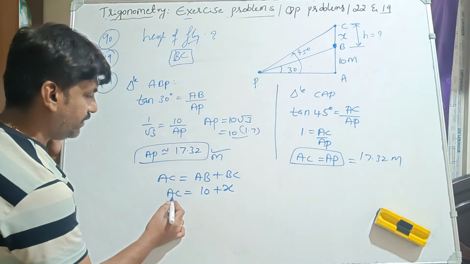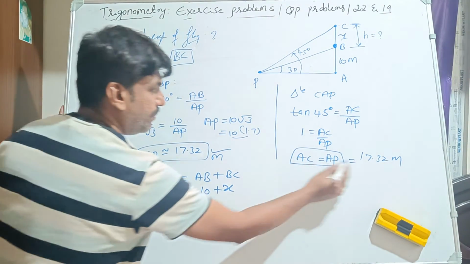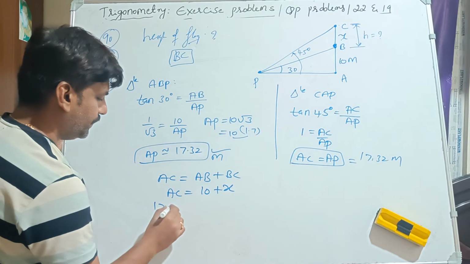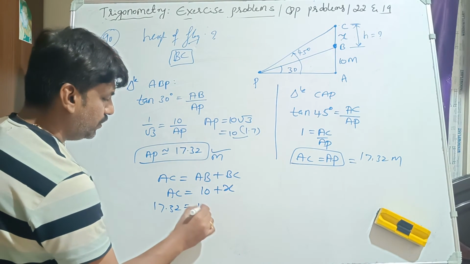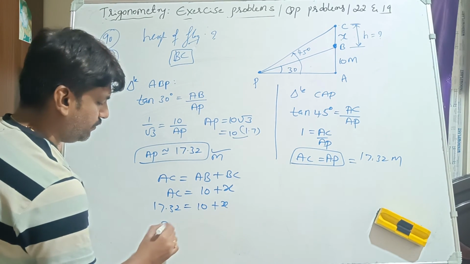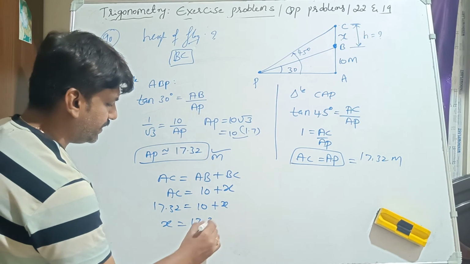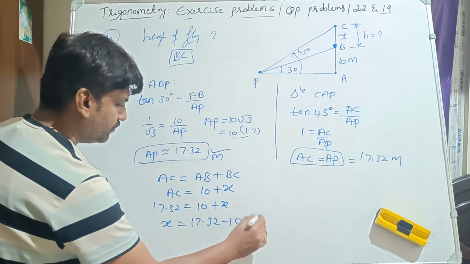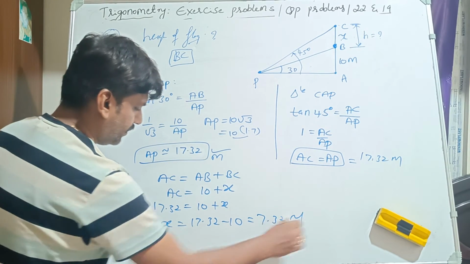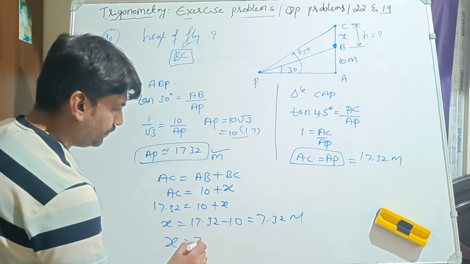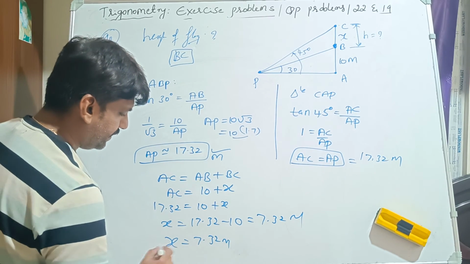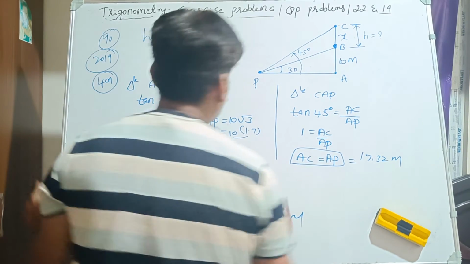So what is the value of AC? AC is nothing but AP. AP is nothing but 17.32. So 17.32 equals 10 plus X. If I want to calculate X, it is 17.32 minus 10. So it is 7.32 meter. So what is the value of X? 7.32 meter. That is the height of the flag they are asking.